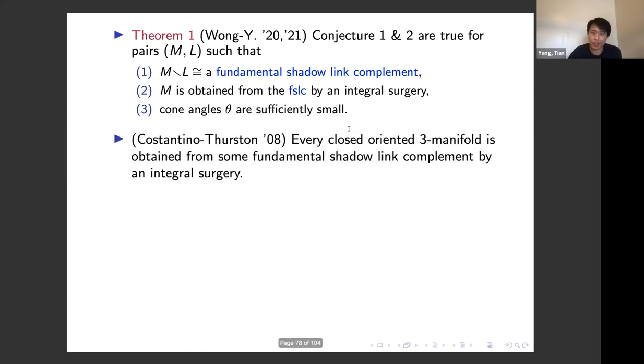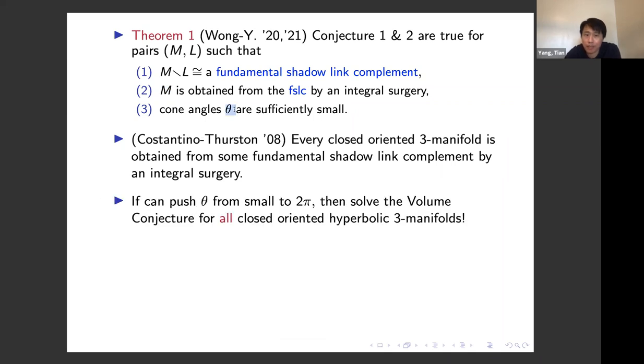Okay, but let me make a remark here. The fundamental shadow link complements form a universal family in the sense that by doing integral surgery along these fundamental shadow link complements, we can obtain all the closed oriented three manifolds. So that means the M in the theorem goes over all the closed oriented three manifolds. So if one can push this cone angle theta from very small all the way to 2 pi, then we solve the volume conjecture for closed manifolds for all of them. Because here we already have all of them.